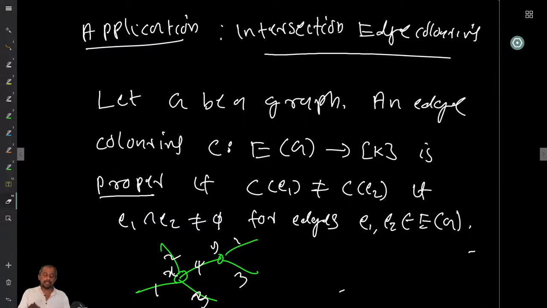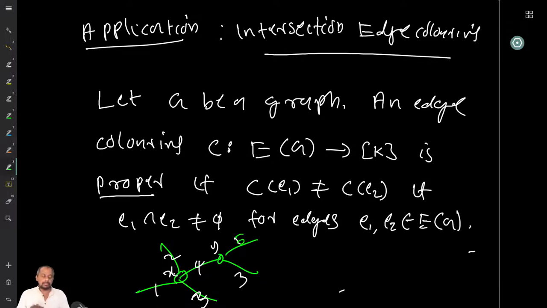So for example, this one is not a 2 intersection edge coloring, because these two adjacent vertices X and Y have an intersection of size 3. But on the other hand, if I change one of the colors, right, this color to, let's say, 5, right, then it becomes a 2 intersection coloring, because only 3 and 4 are common to both, right? 3 and 4 are common to both.